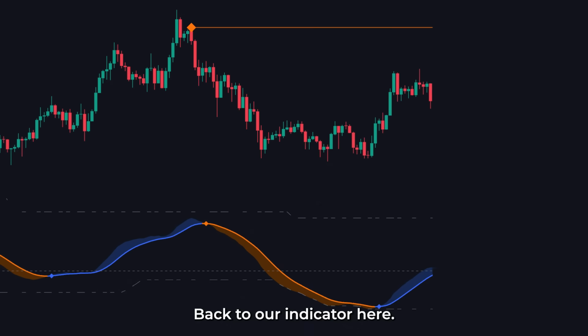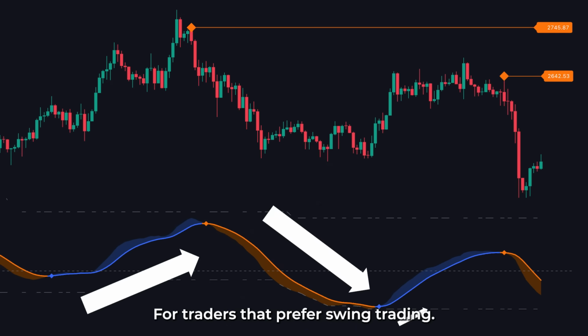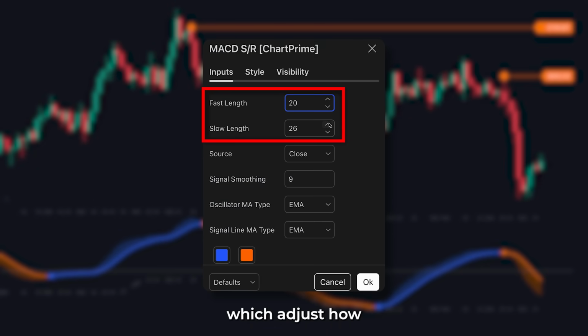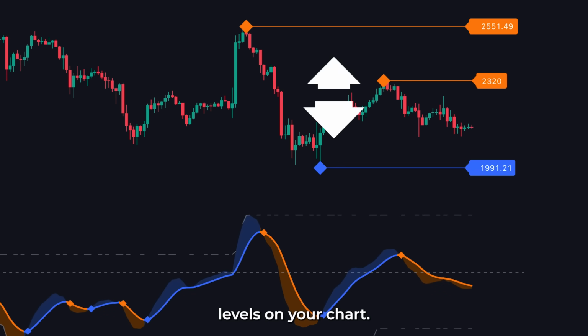But back to our indicator here. For traders that prefer swing trading, the lengths can be increased, which adjusts how frequently the MACD flips. And for scalpers, these values can be reduced to create more frequent SR levels on your chart.